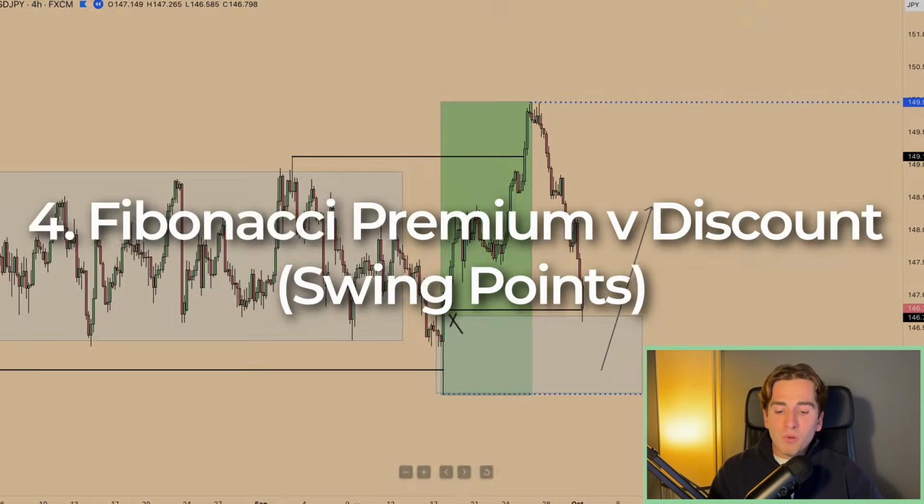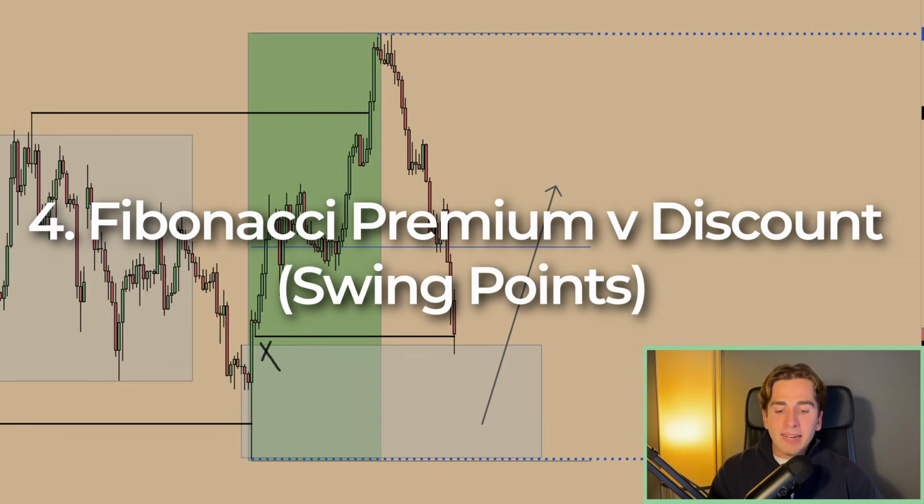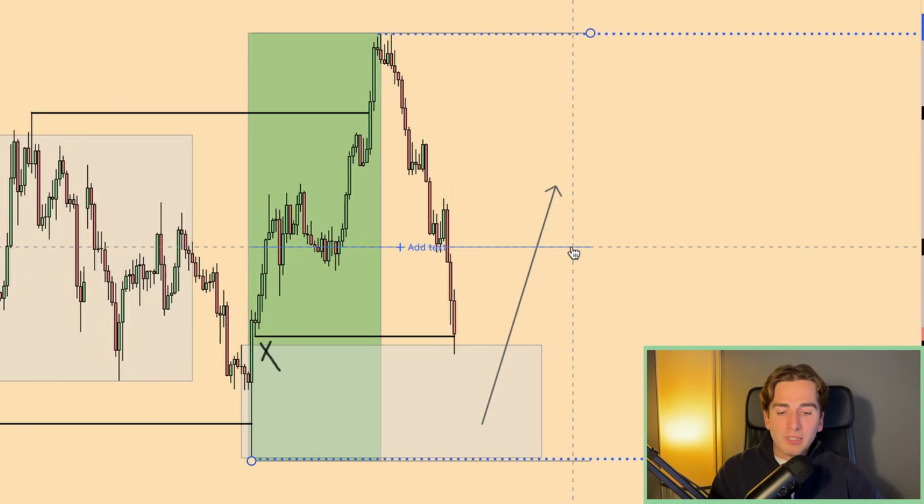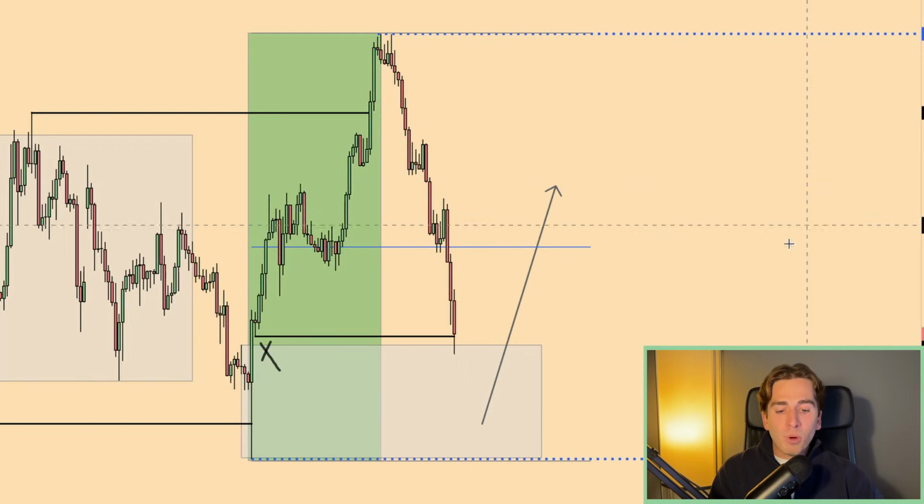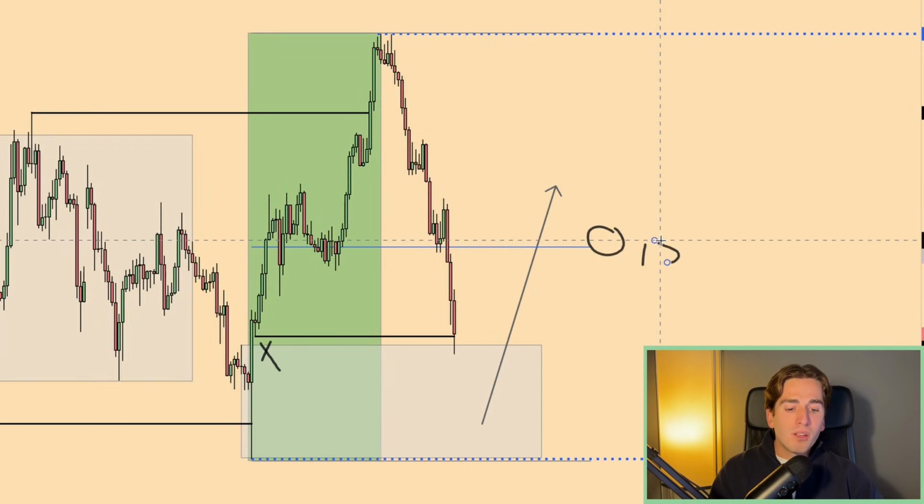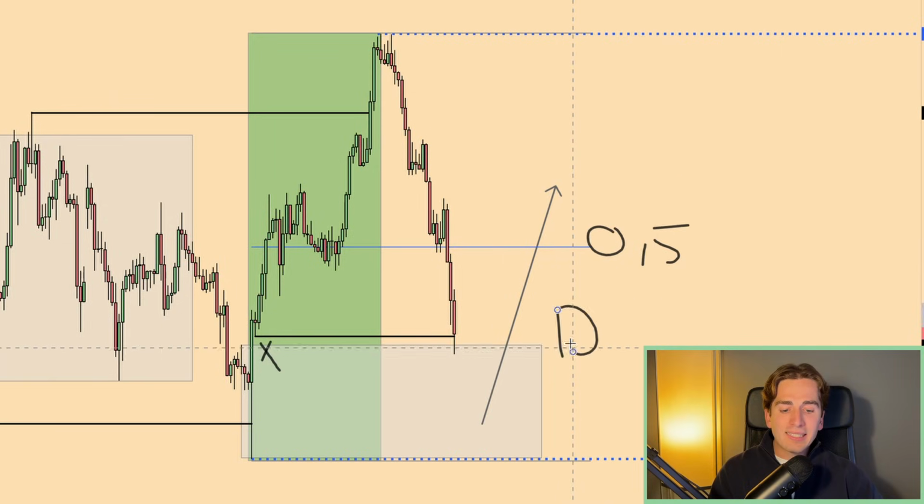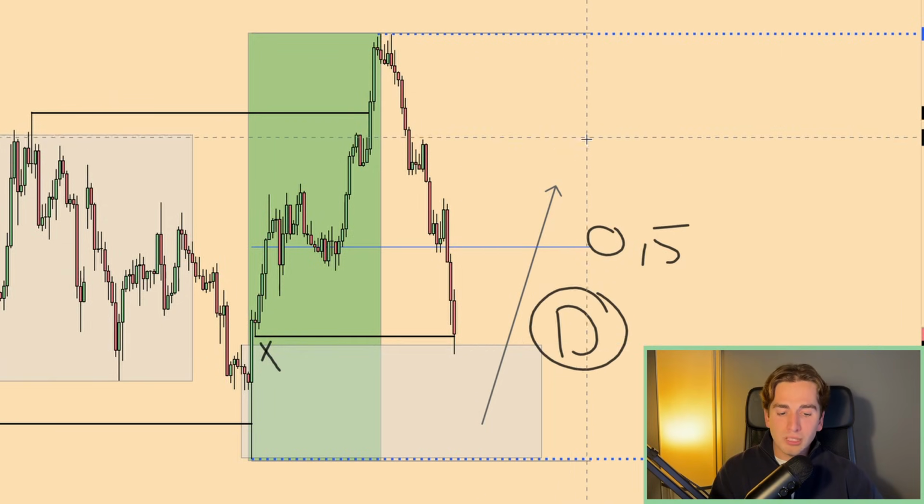Now, for the final piece of confluence, we want to look at the overall swing points. And what I mean by that is simply drawing in the Fibonacci tool. You can find the settings over here. I simply have the 1, the 0.5, and the 0 fib. And what I pretty much always want to see is the market retrace at least into the 0.5 Fibonacci retracement level, also known as discount pricing. And from discount pricing, I'm pretty much just happy to look for new potential buy positions.